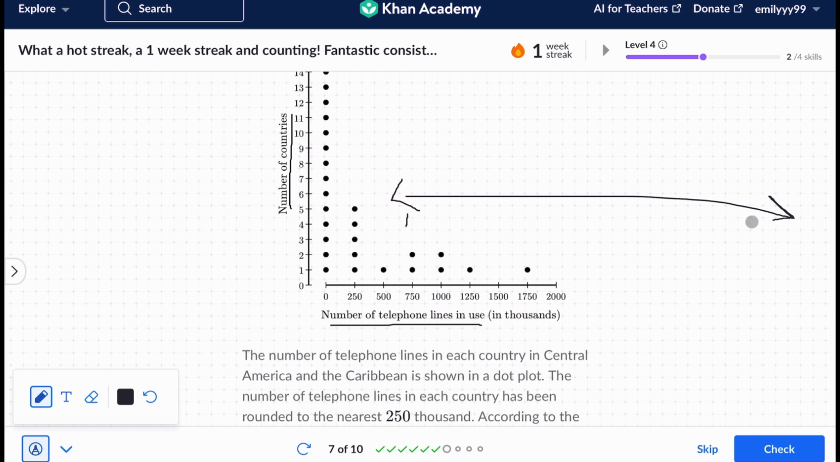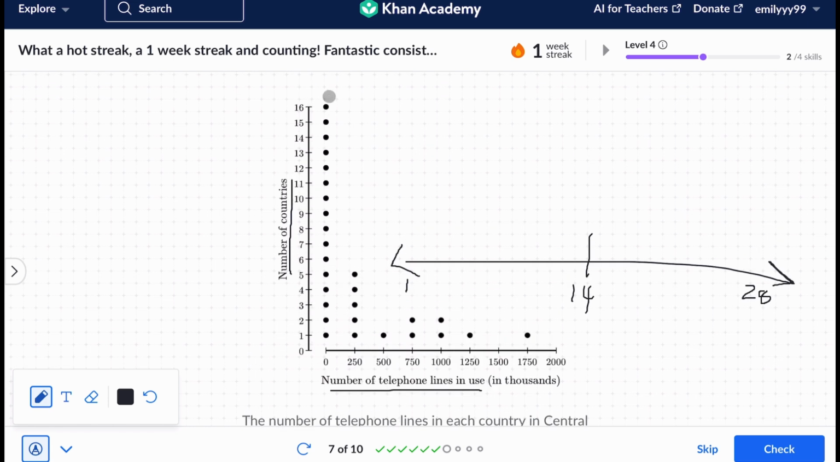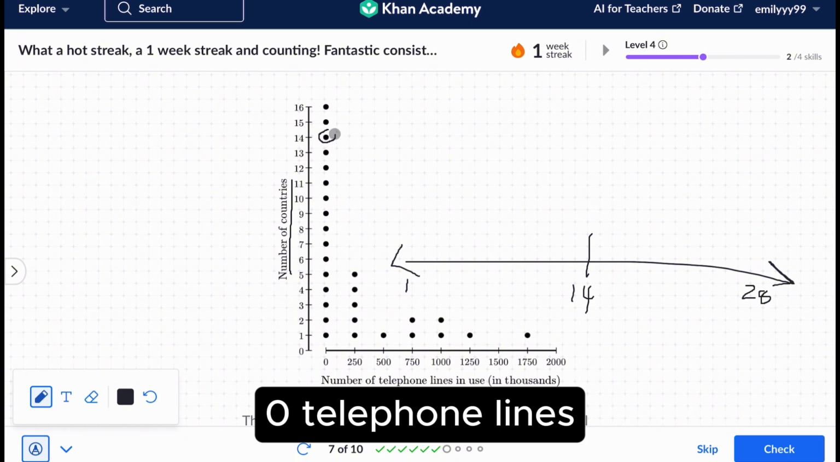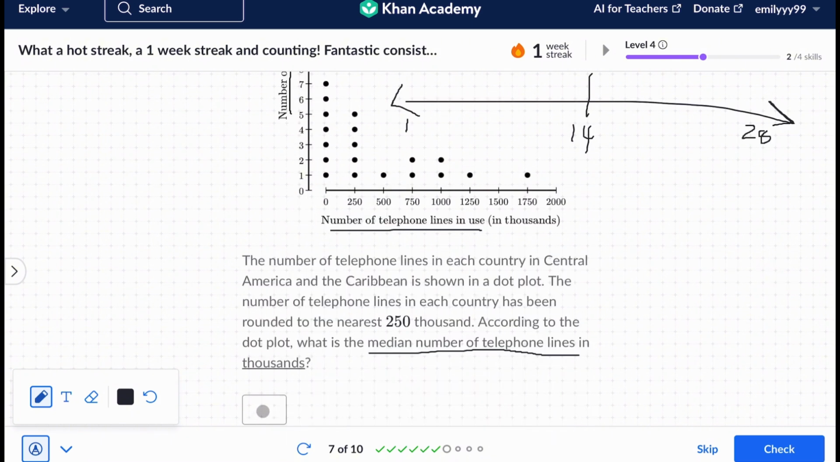The middle of 28, if we're thinking about a number line from 1 to 28, should be 14. And if we count this, 14 is going to be 0. So it should be 0.